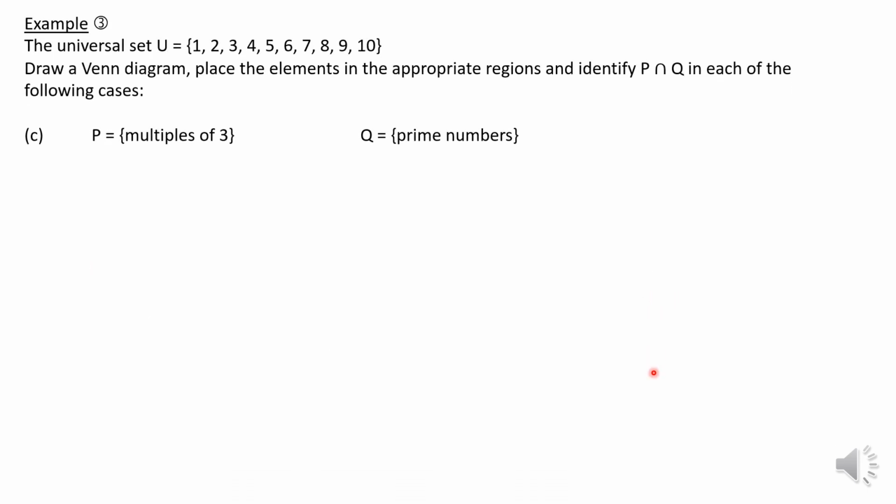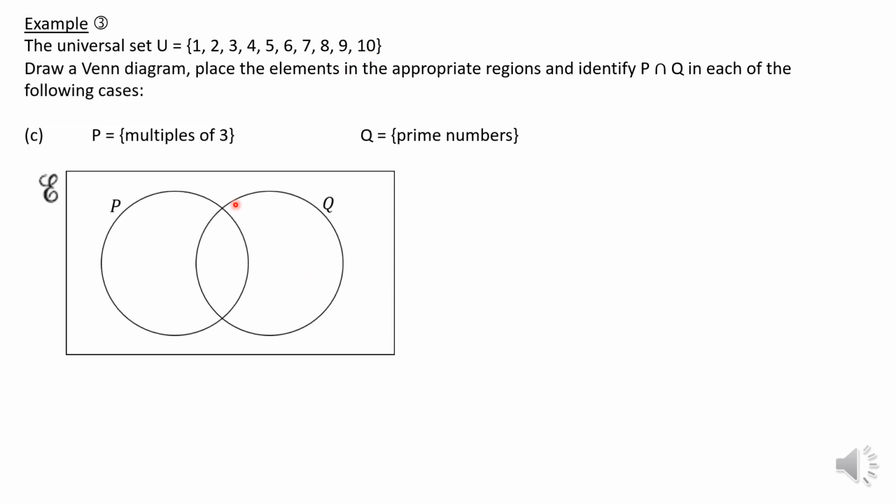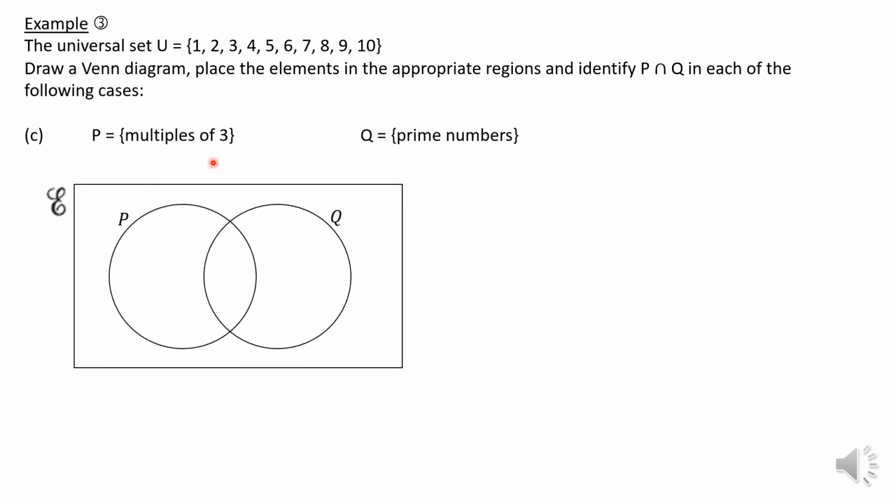Let's bring in a third example. So we're still dealing with the universal set of elements between 1 and 10, with 1 and 10 included. So when we draw a Venn diagram, the first thing is we want to find in set P the multiples of 3. In set Q, we have to find the prime numbers. So you must be a bit careful that there is something that they have in common.